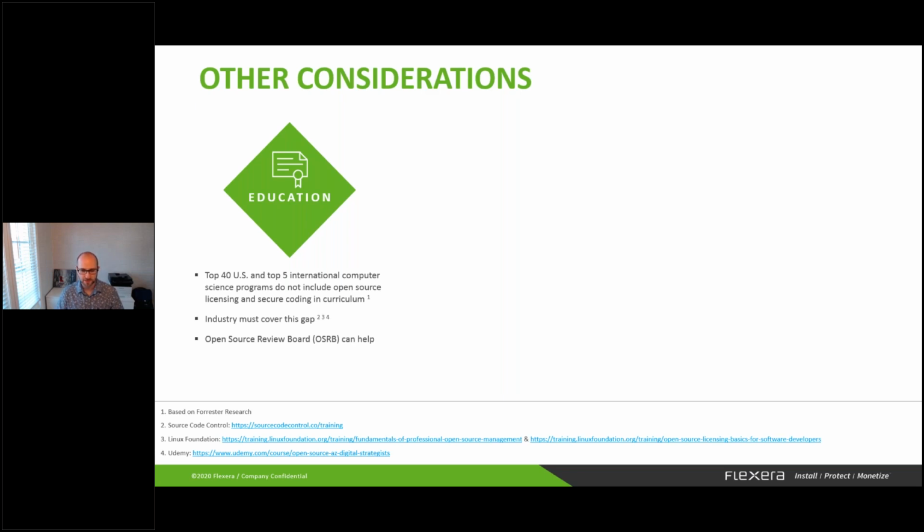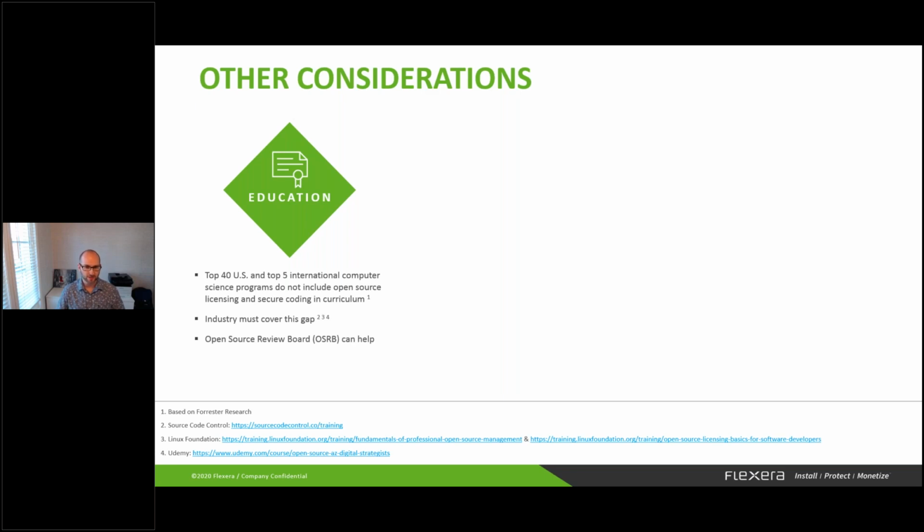So Forrester did a poll a while back, and they reported that if you look at the top 40 US and top 5 international computer science programs around the world, none of them included licensing and secure coding in its curriculum, right? So what that means is unless you happen to be taking a modern online CS program that is either in Silicon Valley or some other kind of hotbed tech area, chances are your education did not cover this.